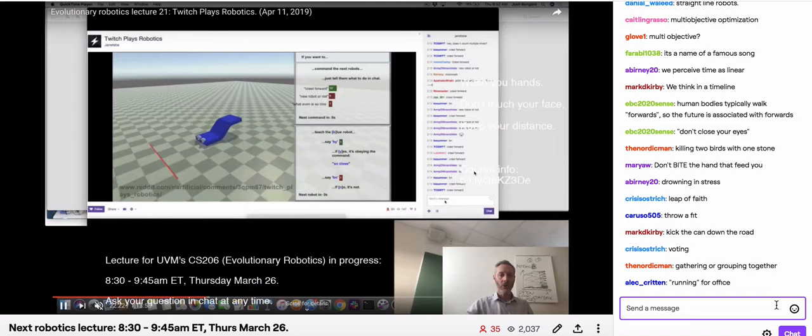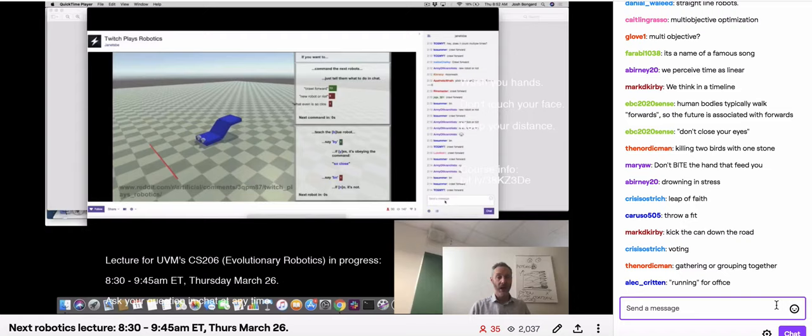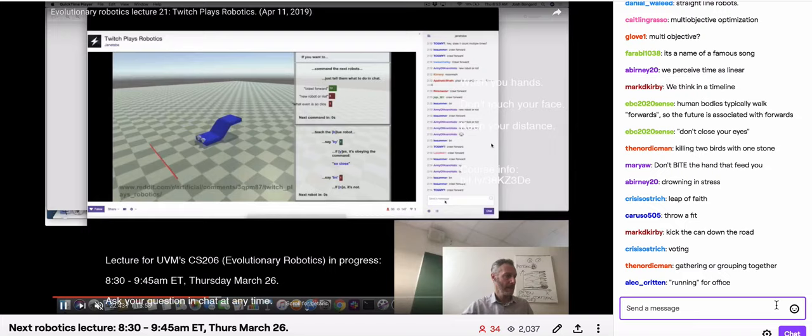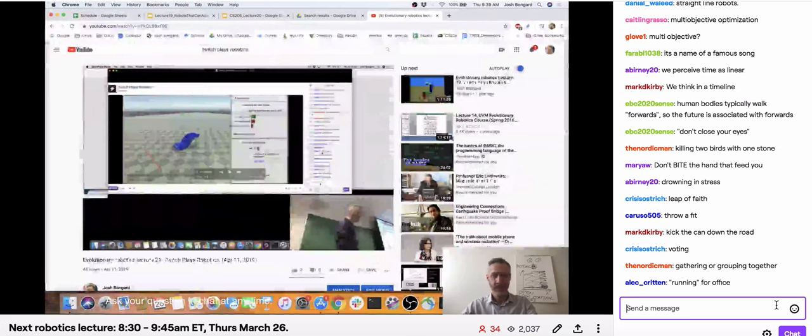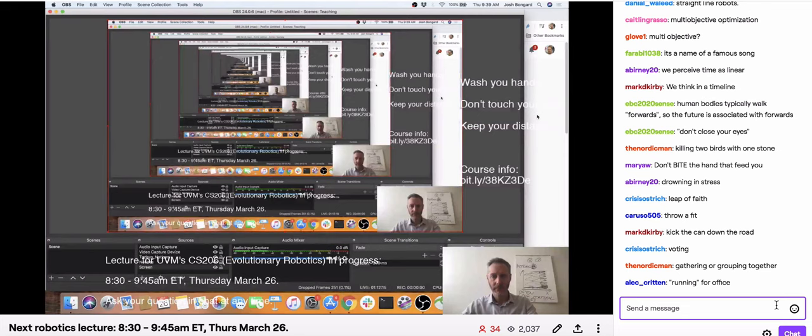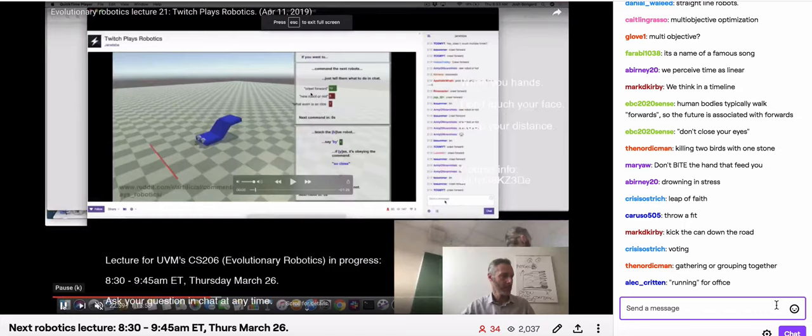Okay, so what you're going to see here on the left are the simulated robots. They're running just random controllers at the moment. And in a moment, they will start running. Let me try that again, just a moment. Okay, I think that's good enough for now.